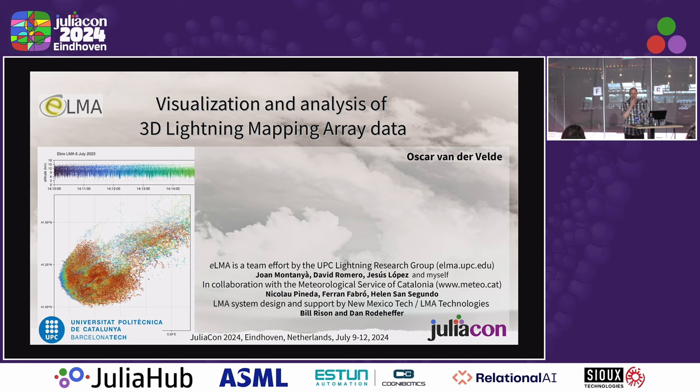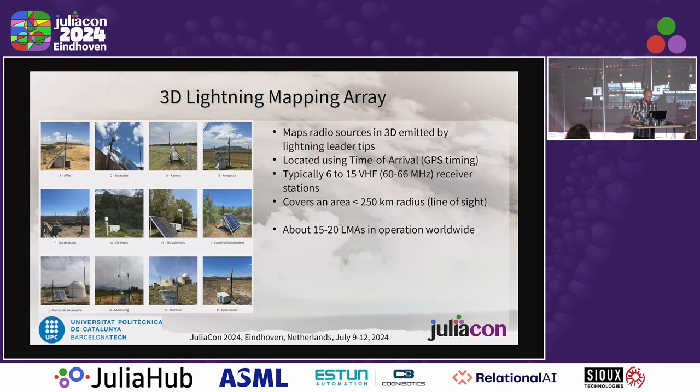I'm part of a lightning research group that uses Lightning Mapping Array data. The Lightning Mapping Array is basically a set of VHF receiver stations in a region that can be used to map lightning activity in three dimensions. It's really a team effort of many, because you need quite some technical work to repair stations and to field them. So this is the equipment. It's actually quite simple, and our stations are nowadays solar powered.